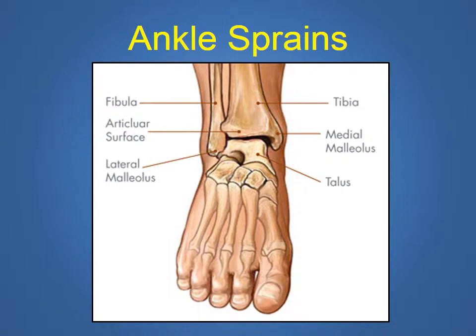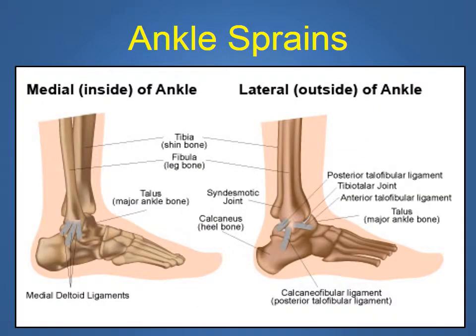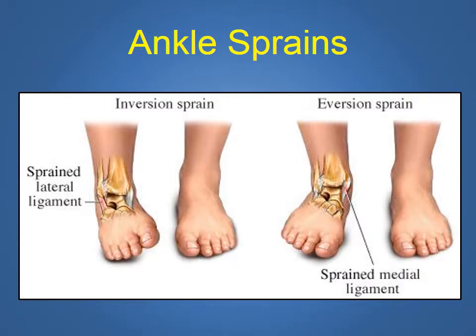The ankle joint is composed of 2 bones of the lower leg called the tibia and fibula that form the top of the ankle joint. These 2 bones articulate with the talus at the ankle joint. The ankle joint is stabilized by ligaments both on the inside or medial part of the ankle, as well as the outside or lateral part of the ankle.